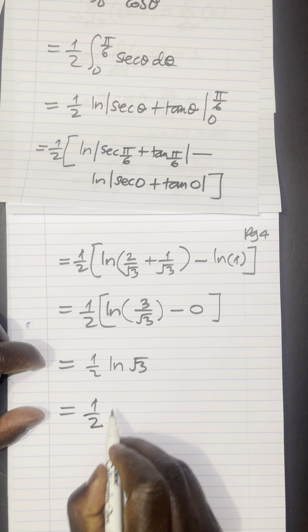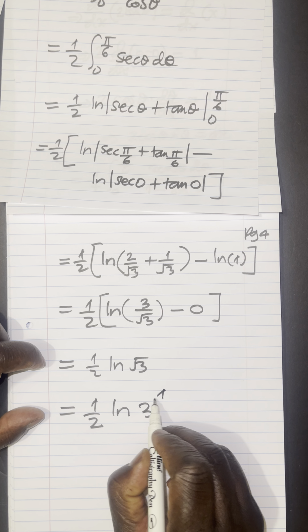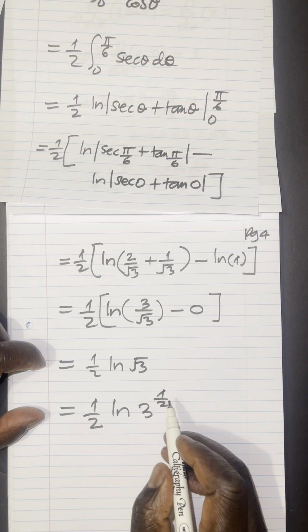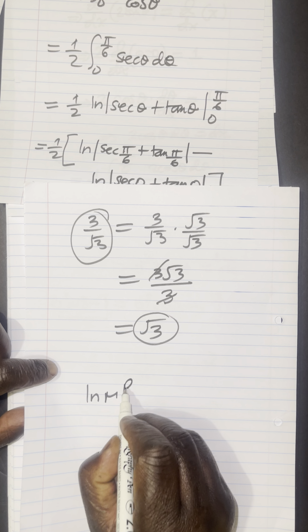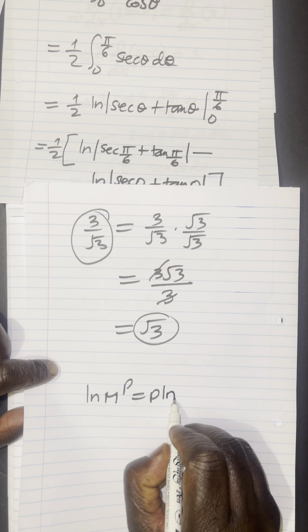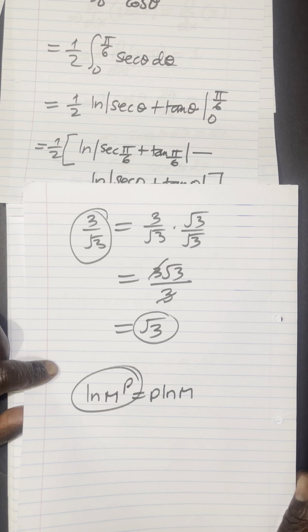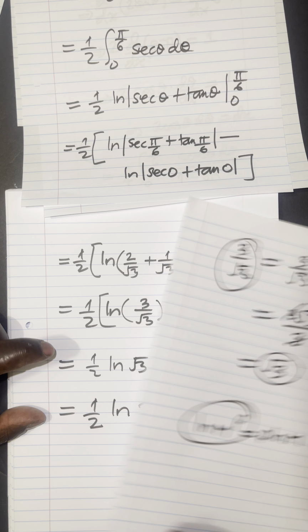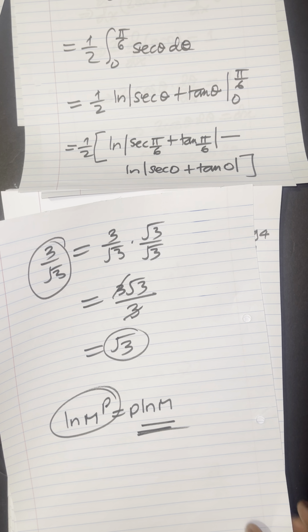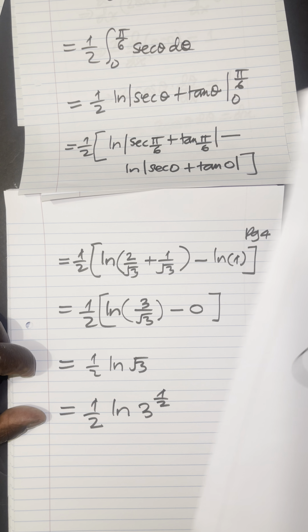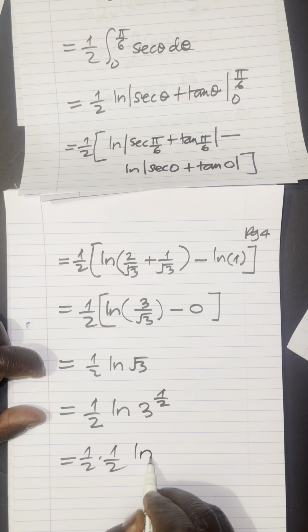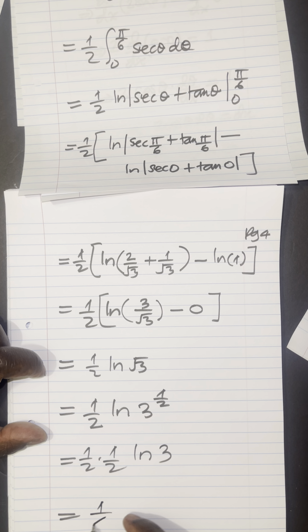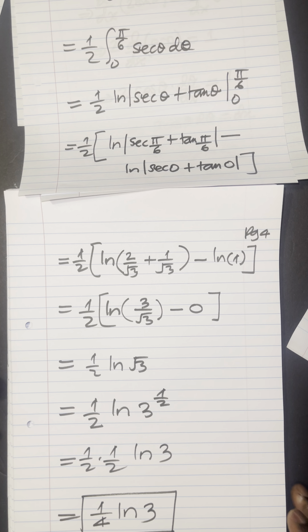And what is this? If we simplify this further, 1 over 2 times natural log of 3 to the power half, remember square root. And using laws of logs, the specific law of logs we're going to use is natural log of m to the power p equals p natural log of m. Now this form here is this form here, as you can see. It means I need this form to get to the answer. I'm going to take the power and multiply. So take the power and multiply, we're going to have 1 over 2 times 1 over 2 natural log of 3, which simplifies to a quarter of natural log of 3 as our final solution to this integral.